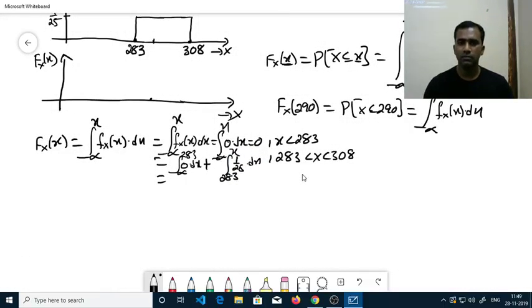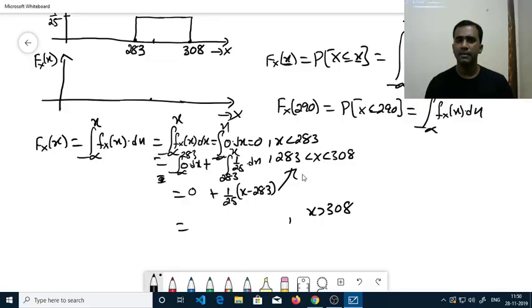So this is equal to 0 plus 1 by 25 into x. If you substitute the limits, it becomes x minus 283. So this is for this range of values. And for x greater than 308, what happens? Same limits, minus infinity to x, but x is a value which is greater than 308.